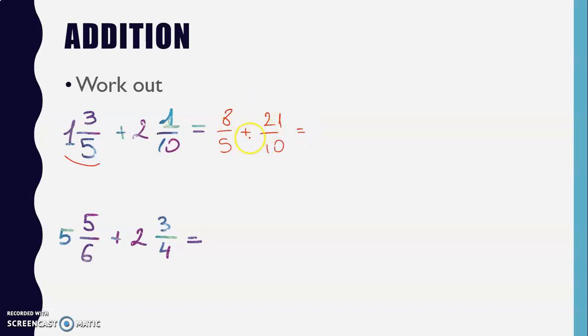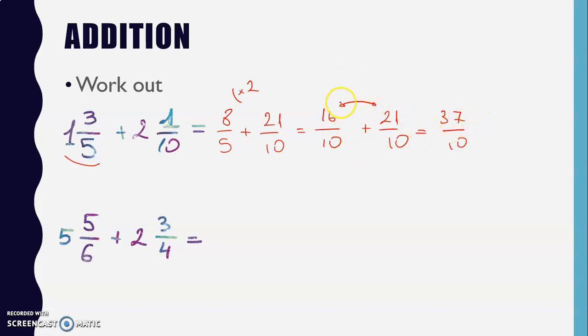Now we have two fractions, so we have to add them. Before adding them, we have to make sure that the denominator is the same. The lowest common multiple between 5 and 10 is 10, which means that we have to multiply the first fraction by 2. So that becomes 16 over 10 plus 21 over 10. We add the two numerators, which is 37 over 10.